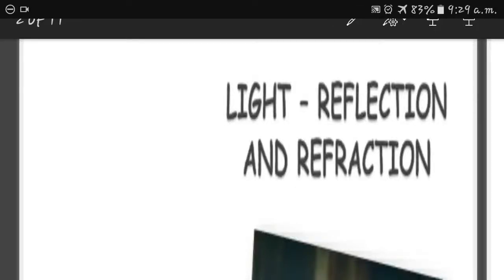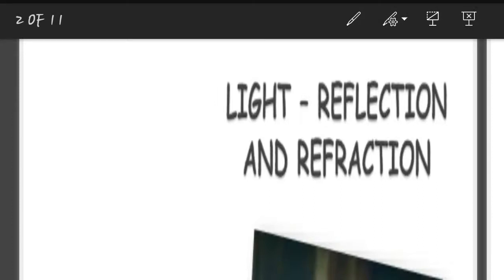Good morning, students. Today we are going to study the second part of your lesson, that is light, reflection and refraction. In this one, we know that whatever mirrors we are able to see will be plain mirrors only. For example, the rear view mirrors of a scooter have a curved surface.